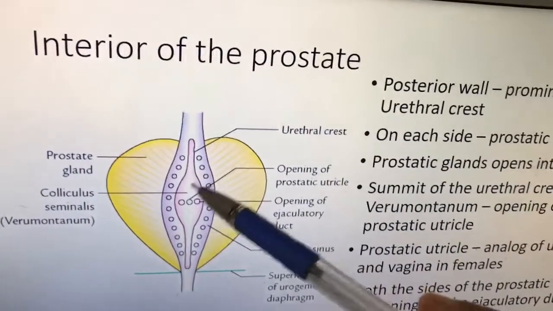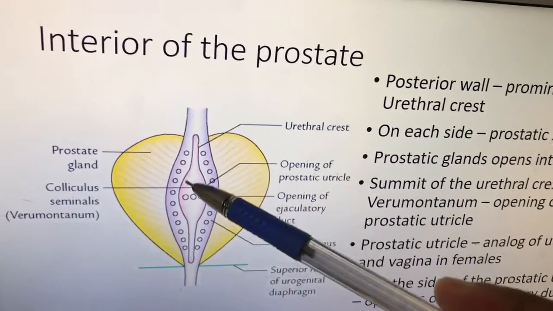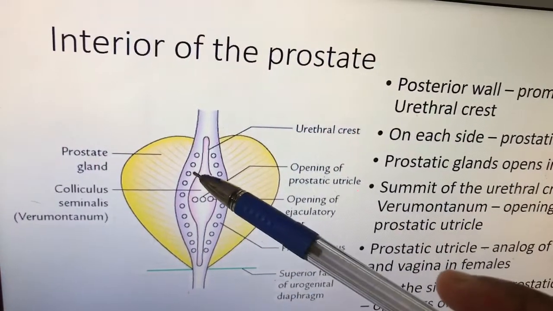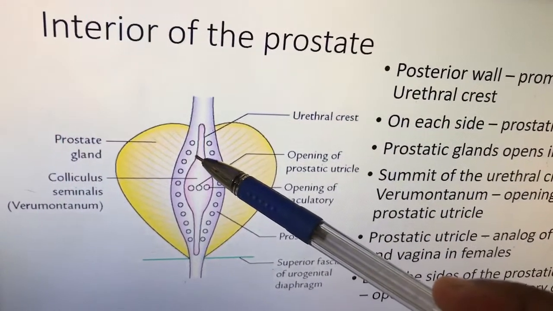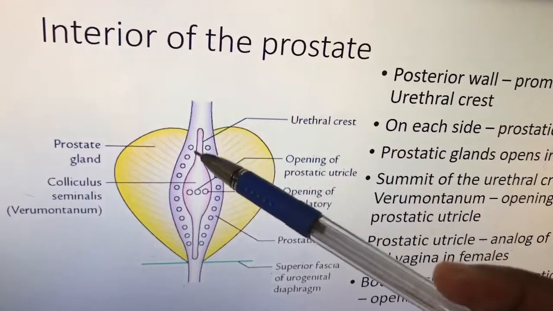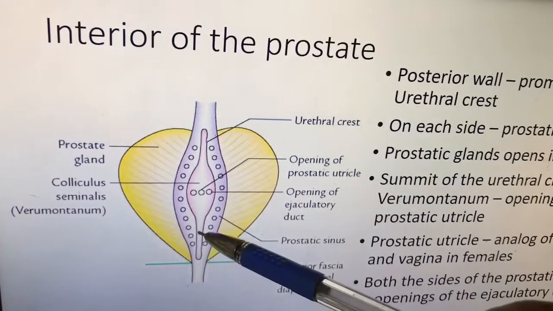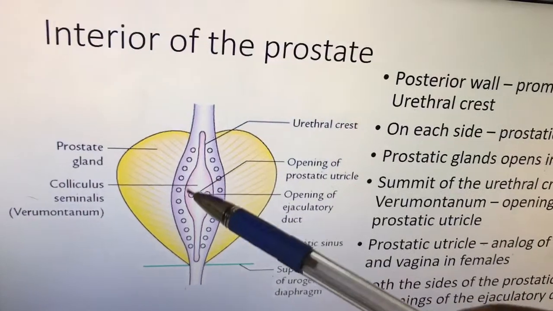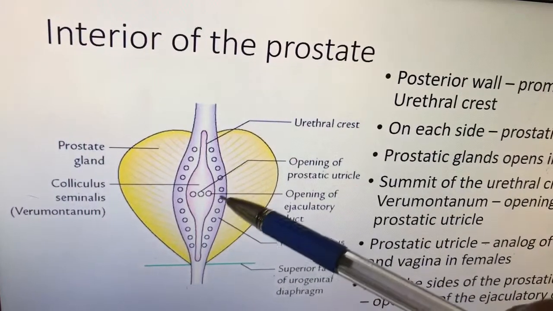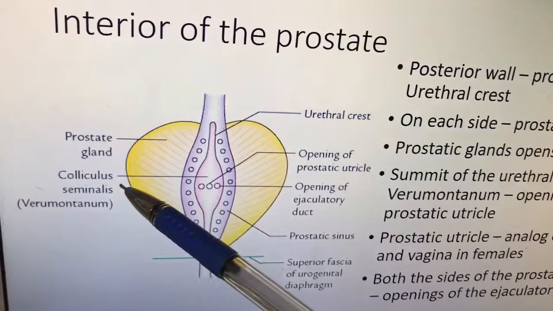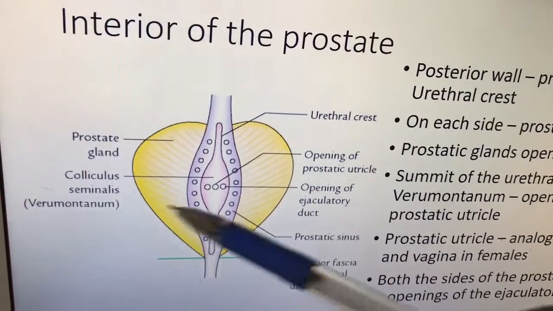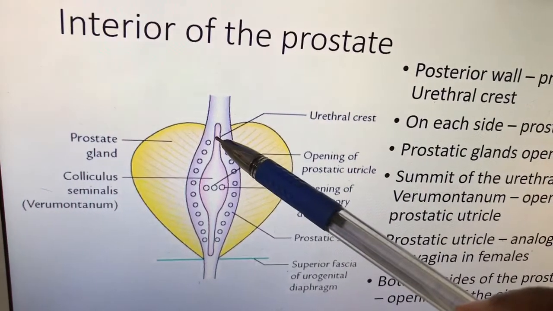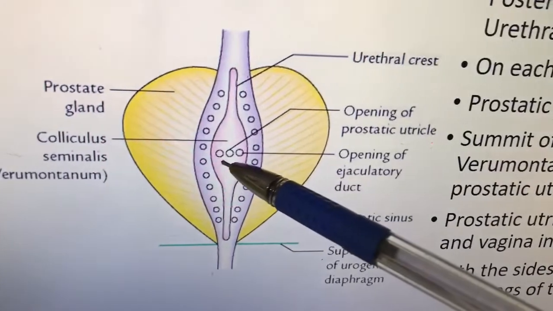And then last, the most important one which carries most of the marks is the interior of the prostatic urethra. When you open the prostatic urethra, you can see a linear crest. This is called the urethral crest, a linear crest. In the middle of the urethral crest, you have an enlargement called the seminal colliculus or verumontanum. So number 1 is the urethral crest. Number 2 is the seminal colliculus.